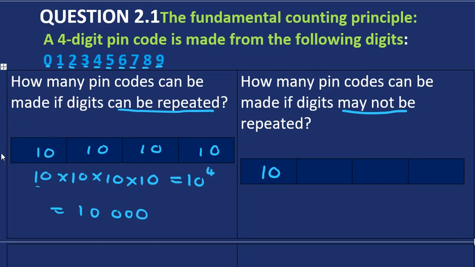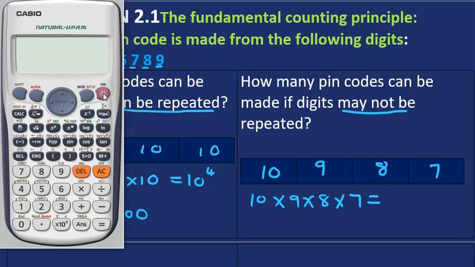choose your second digit, you no longer have 10. Remember, you have chosen one of those 10, so you're left with 9 options to choose from. And in your third digit, you are left with 8 because 2 are gone, and so it goes. So for your 4-digit pin, those will be your options, or the number of pins that you can get. It's 10 times 9 times 8 times 7. 5,040.